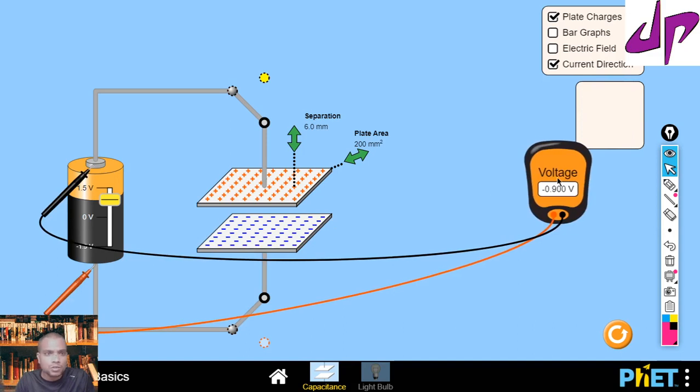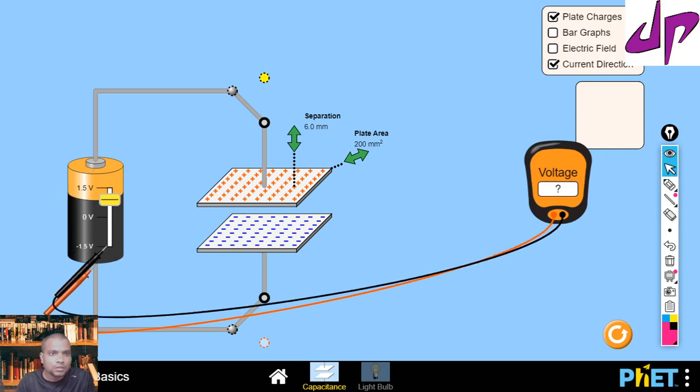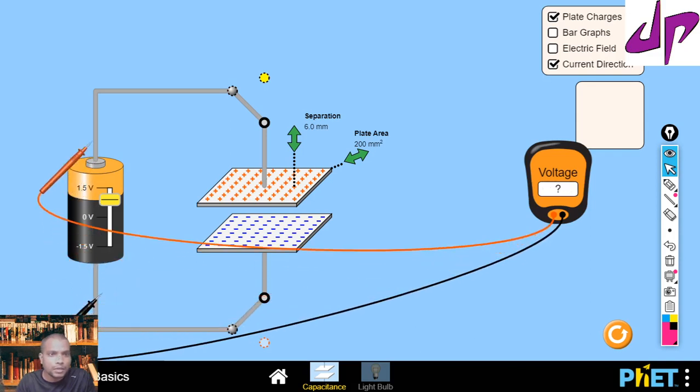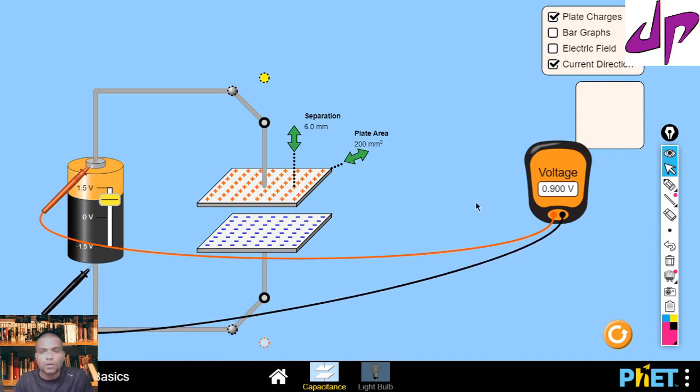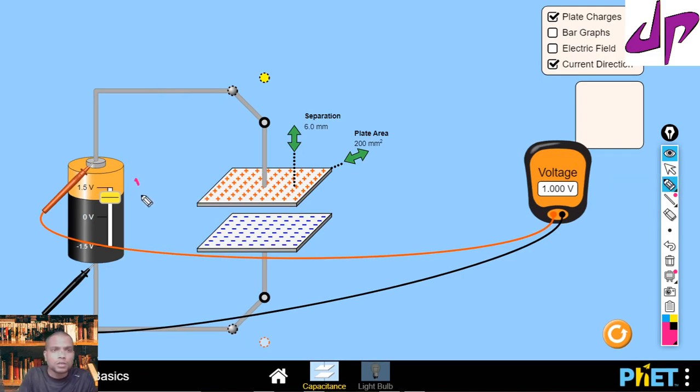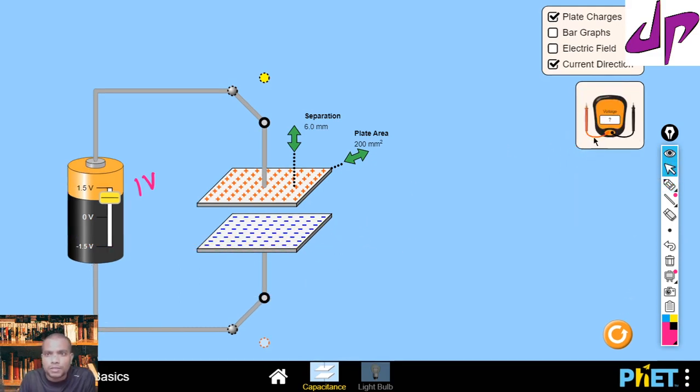It is showing negative here, so I switch the probes. Now it is showing roughly 0.9 volt. So let me fix that to 1 volt. Yeah, let me apply. So here I applied a 1 volt potential difference.